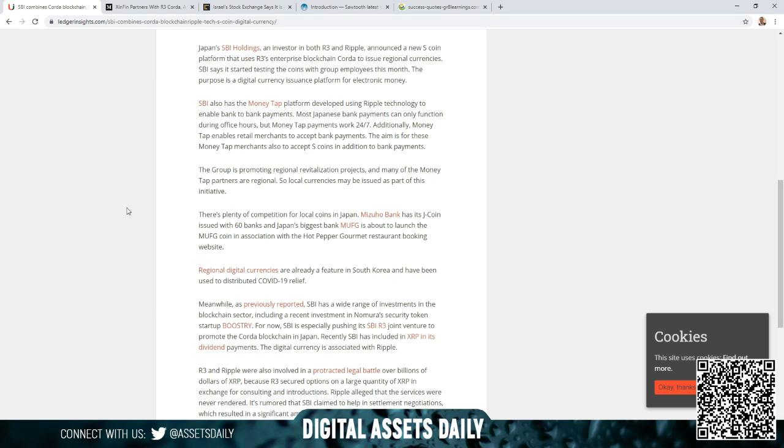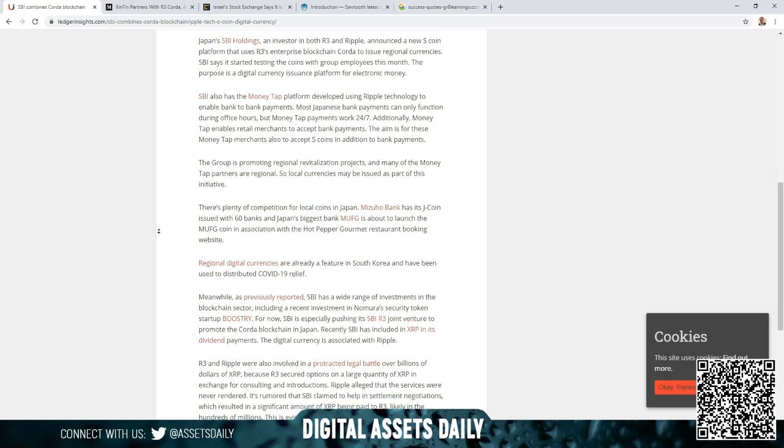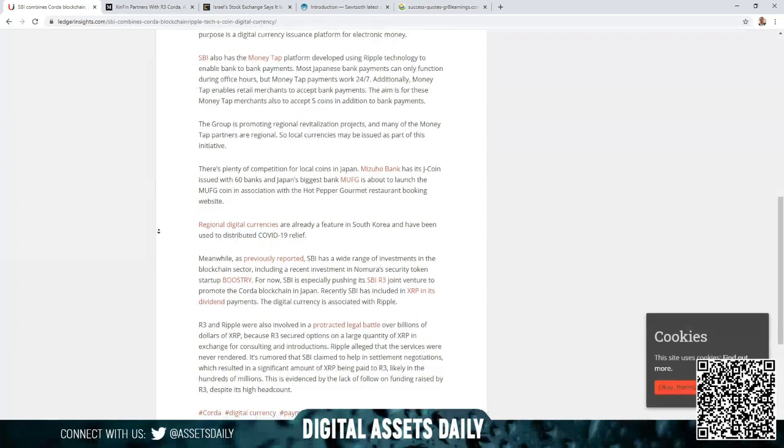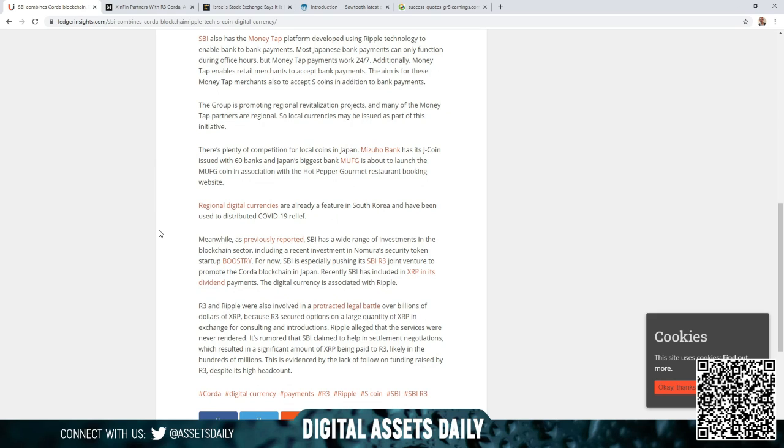It started testing the coins with group employees this month, and the purpose is a digital currency issuance platform for electronic money. SBI also has the MoneyTap platform developed using Ripple Tech to enable bank-to-bank payments, and most Japanese bank payments can only function during office hours, but MoneyTap payments work 24/7. Additionally, MoneyTap enables retail merchants to accept bank payments, and the aim is for these MoneyTap merchants also to accept S-Coins in addition to bank payments.